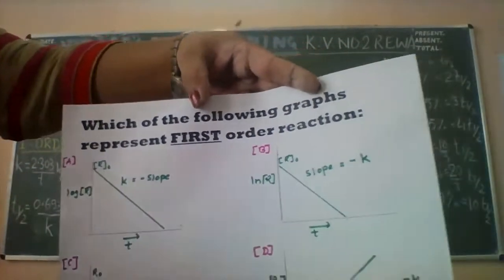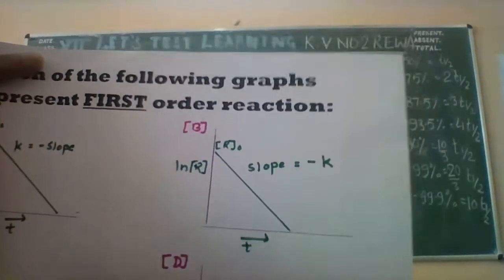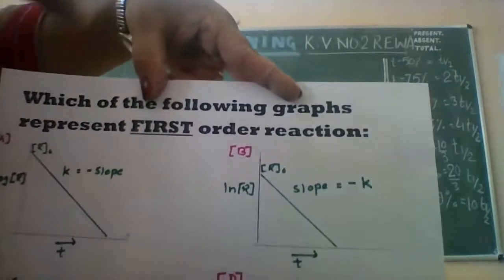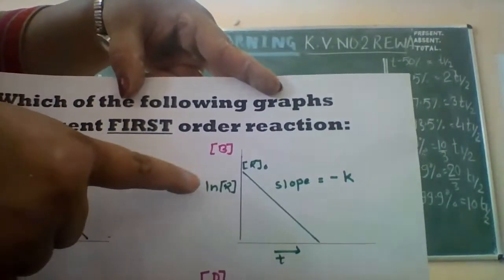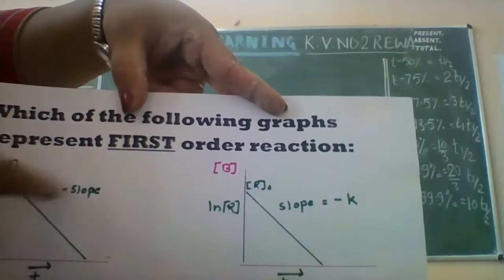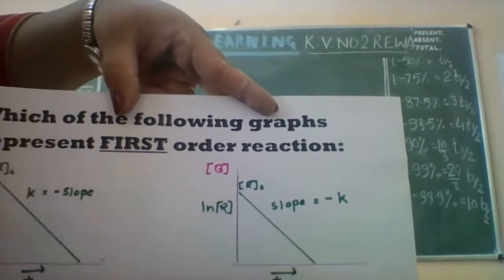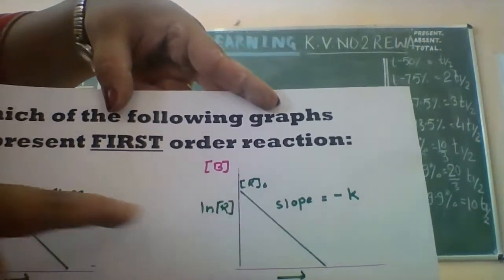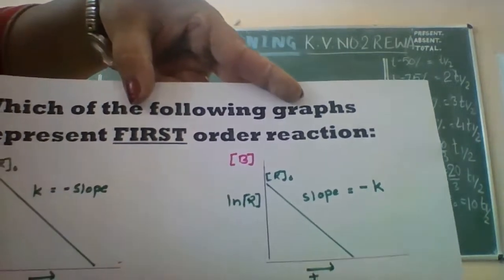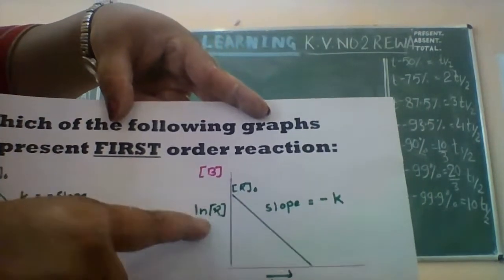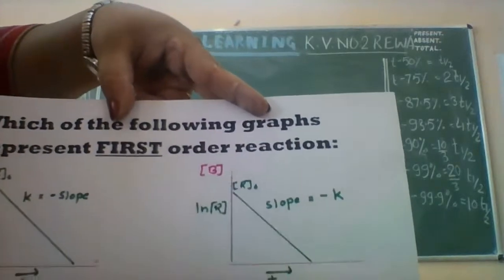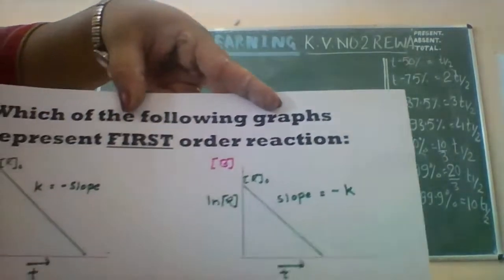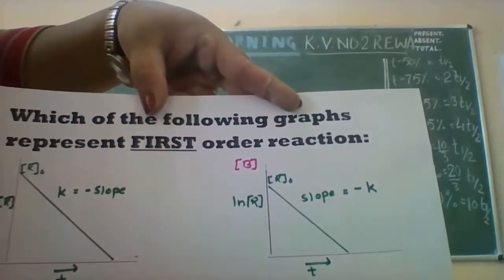This is the wrong expression. Now I'm taking B. Here in B, you can see ln, the natural log. The difference in both graphs is just the base of the log. This is the natural log, the log on the base e, and here it is on the base of 10. In this case, with ln and t, the slope is minus k. This is absolutely the right value.